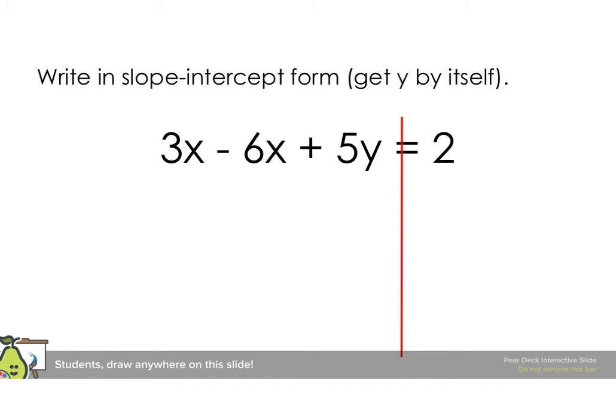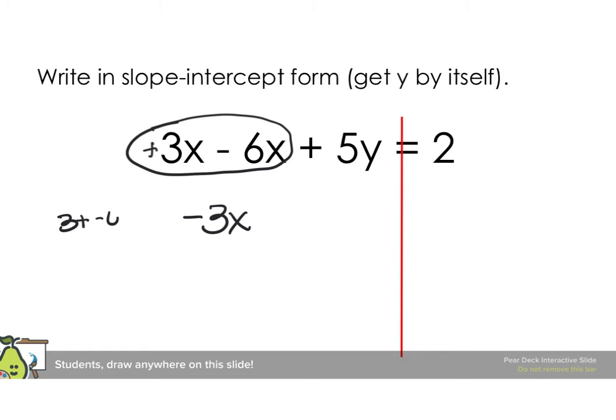On this one, we have the same variable, but it's on the same side. So before we do anything, we have to resolve this. This is a group of x tiles. We have +3 and -6. We want to bring that down to -3x. 3 plus -6 equals -3. That's kind of the math here. And then we got +5y, and then we have 2.